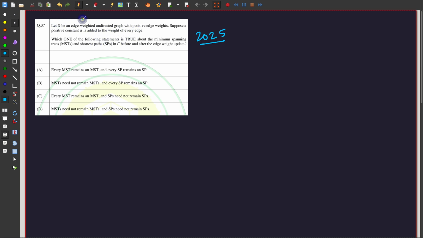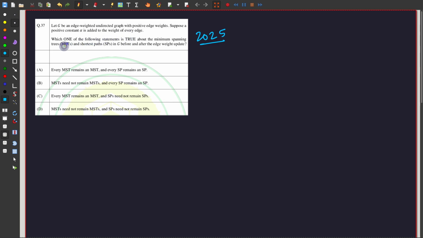But let's go. So let G be an edge weighted undirected graph. So it's an edge weighted undirected graph. Okay, so no arrows, nothing, just weights with positive edge weights. So positive weights only. Suppose a positive constant alpha is added to every weight of the cycle. Oh sorry, to the weight of every edge.